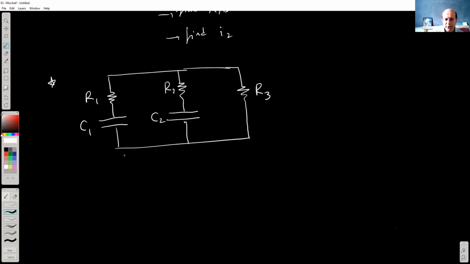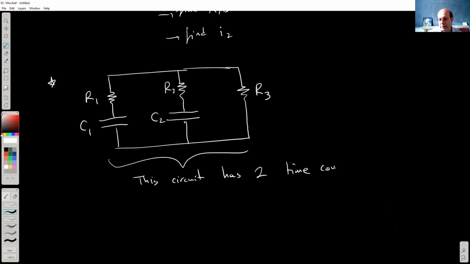Okay. So the problem with these circuits is that this circuit has two time constants. Right? There are actually two numbers that describe the behavior of this circuit. And so as a result, any kind of quantity can be written as a sum of three terms, basically. I'm just going to tell you this to show you that these kind of circuits are actually quite complicated.